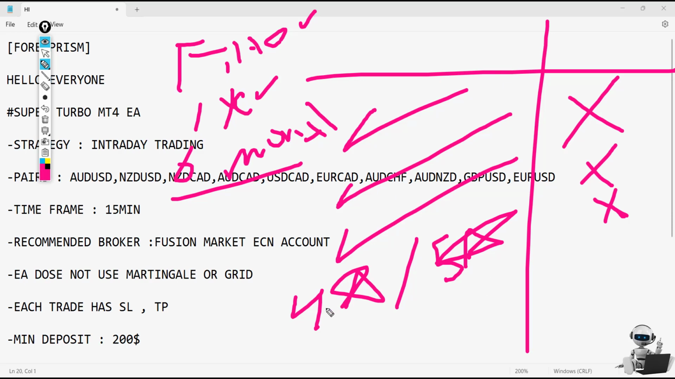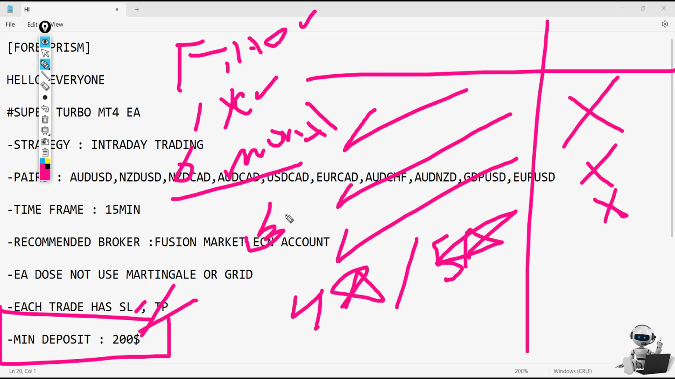He applied this EA on 100 US dollars. If it was me, I would use 200 US dollars, because that will make drawdown lower, and also you will make more money.